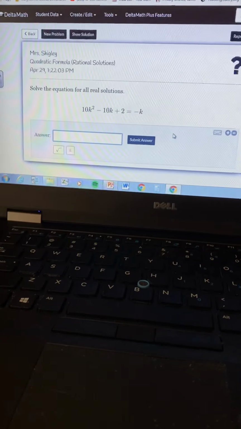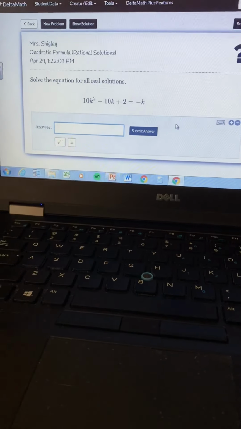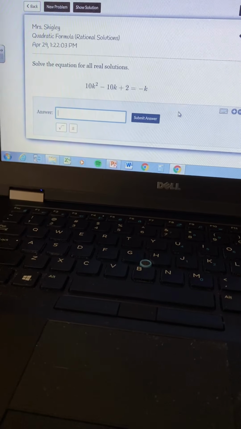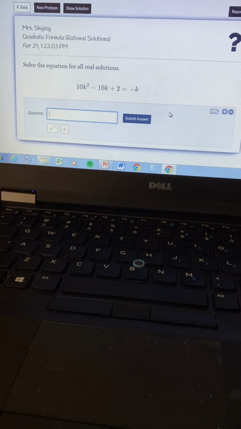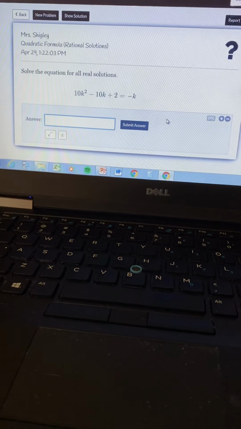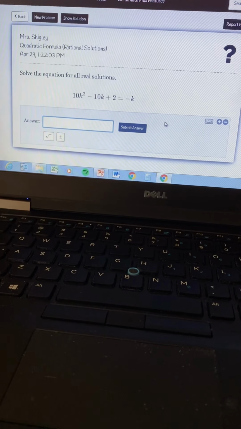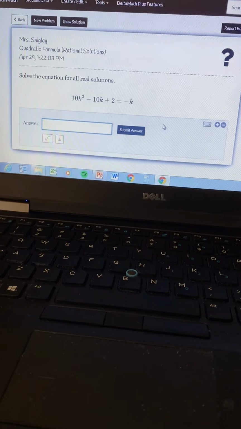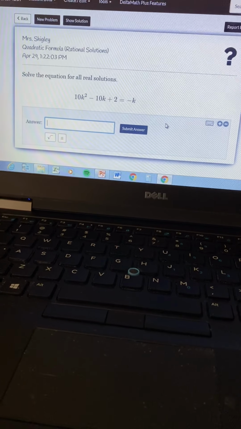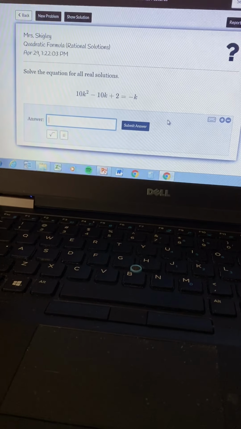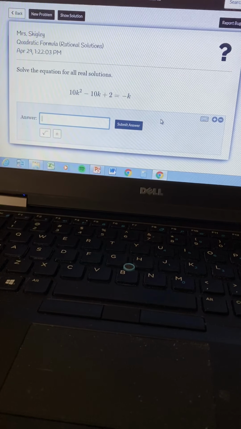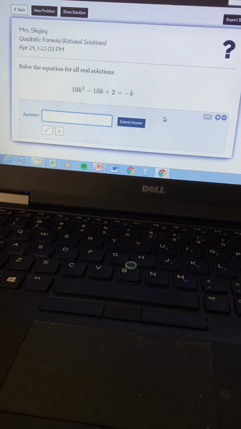Hey guys, so I had a couple of questions from people, one today and then a couple yesterday in my office hours, about how exactly to solve and then input solutions specifically on this section of Delta Math, quadratic formula rational solutions. And rational solutions means that you'll have nice neat little fractions or decimals. I believe all of these are supposed to be answered in fraction form. So make sure you do that.